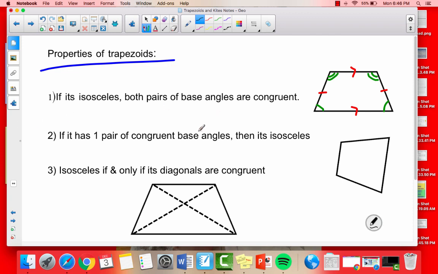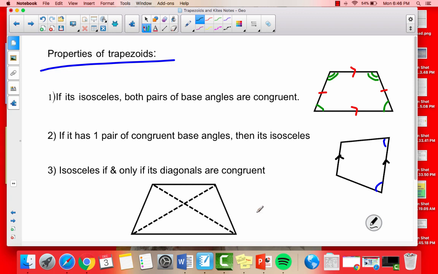Second rule is if you have one pair of congruent base angles, then that means it automatically has to be isosceles. So if I tell you in this one that the top and bottom here are parallel, and then additionally I tell you that I have one pair of angles that are congruent as base angles, then automatically we'd know that's an isosceles trapezoid. All right, so it's kind of like the rule number one, except I'm giving you less information, and that would be very helpful.